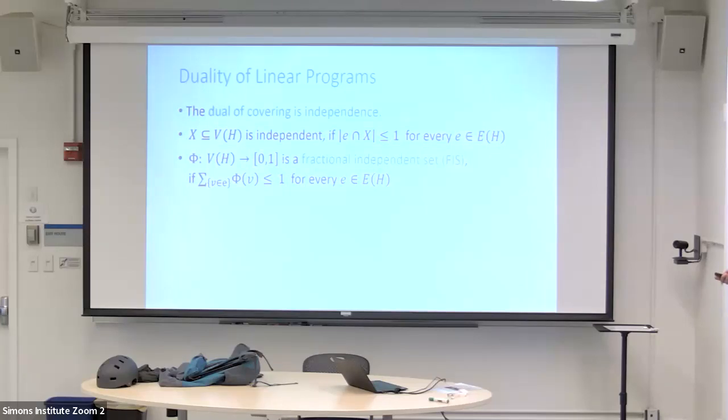So a fractional independent set means we have a function that assigns weights between 0 and 1 to each vertex, and the total weight of the vertices belonging to an edge must be at most 1. That's a fractional independent set. But by duality of linear programs, we know that the fractional edge cover number and the fractional independent set number are the same. This is just duality of linear programs.